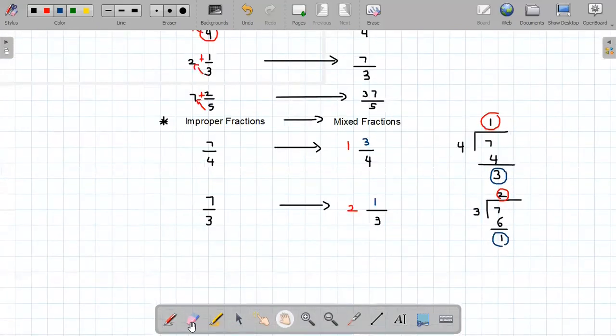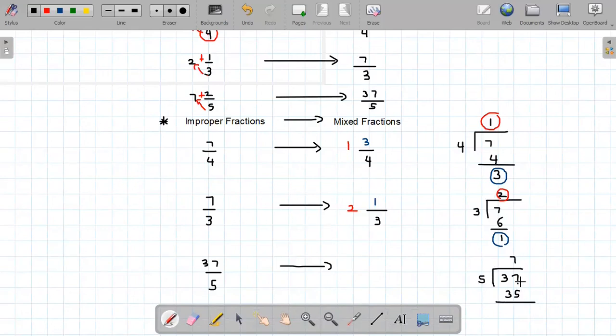Then the next one, 37 over 5, right? 37 over 5. So what we have to do, we have to divide 37 by 5. So for 37, there are 7 5s. 5 into 7, 35. 37 minus 35 is 2.